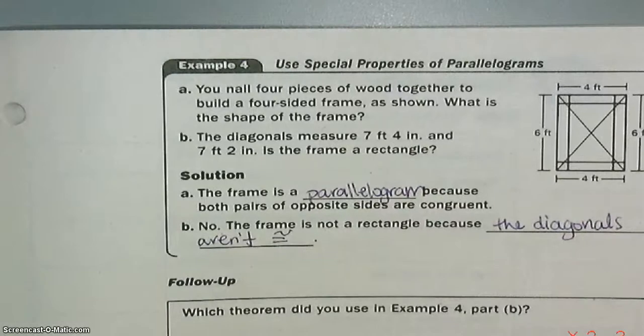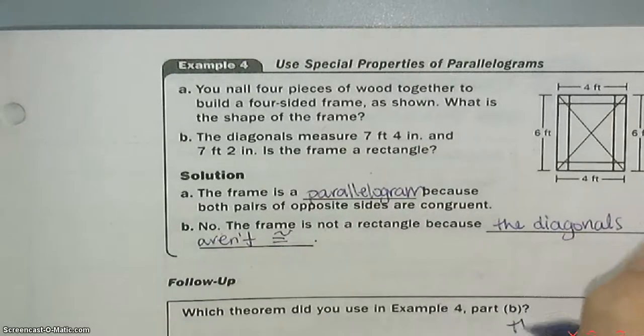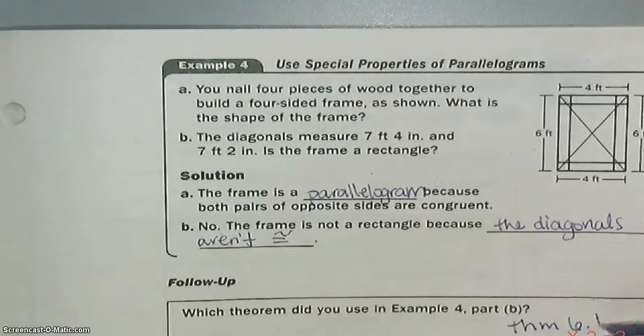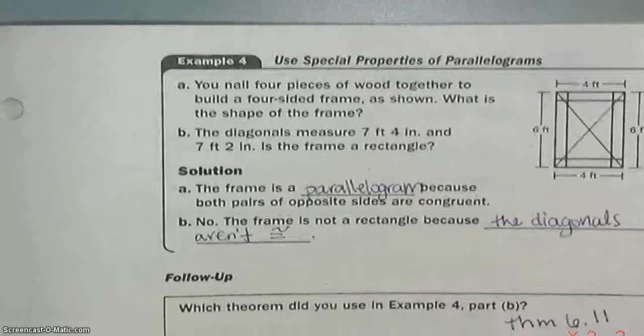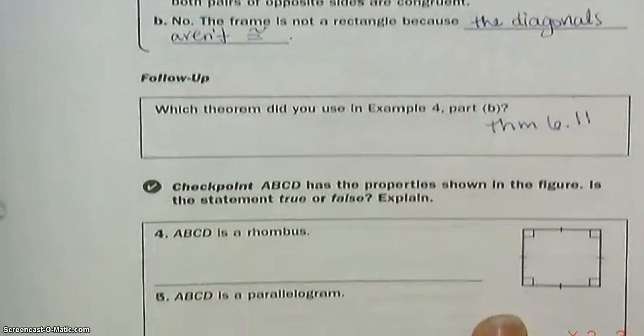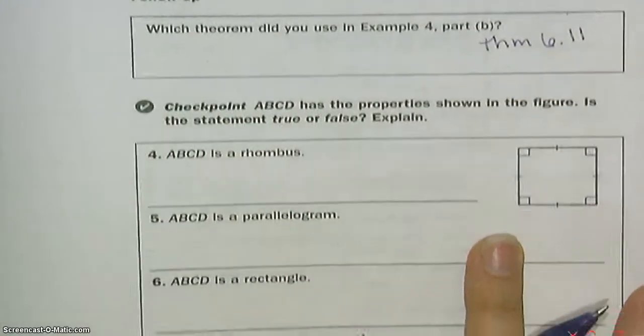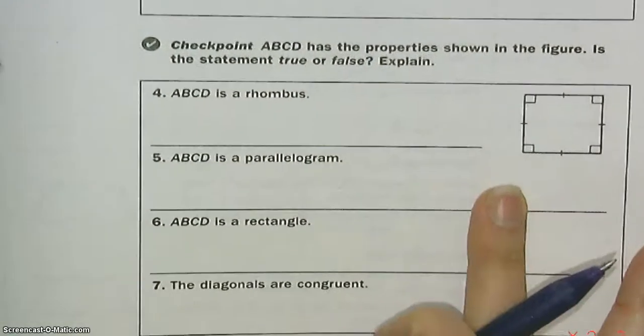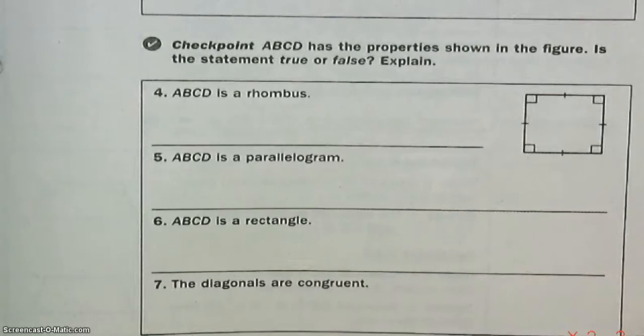What theorem did you use? Well, we just used theorem 6.11. That's the one we just looked at. That tells us that the diagonals must be congruent. All right, you have to answer these questions.